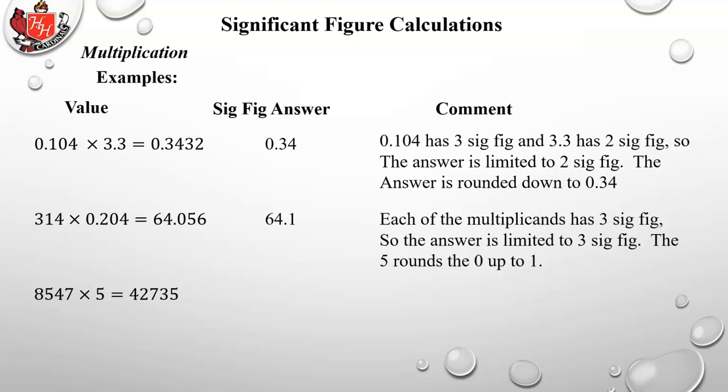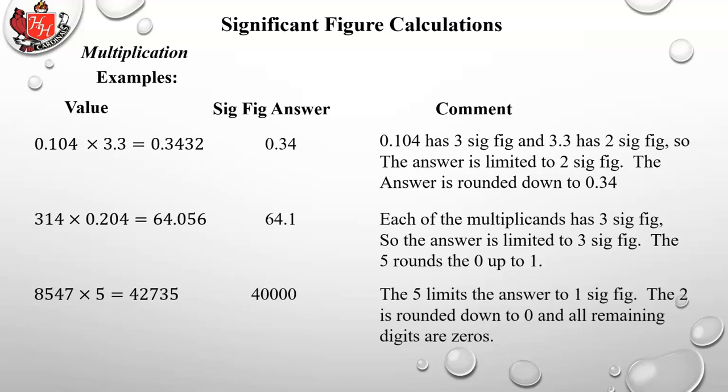Okay, this one, pause. And the answer is, this one's trickier, 40,000. The 5 limits the answer to 1 sig fig. So don't make the mistake of thinking that the sig fig answer is 4. It's limited to 1 sig fig, which is the 4, but it must have the same number of digits, the final sig fig answer, as the calculator answer. The calculator answer has 5 digits, 42735. So the sig fig answer must also have 5 digits. So after the 4, you place zeros. So you have 5 digits.